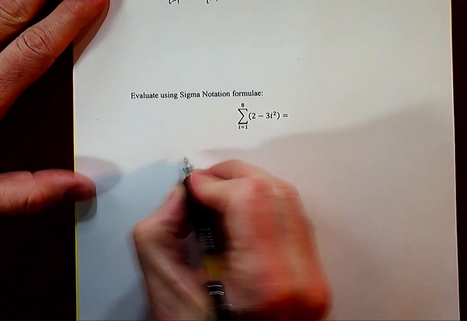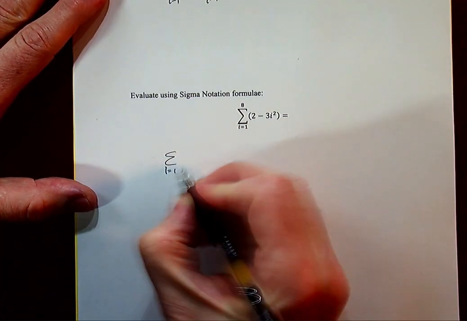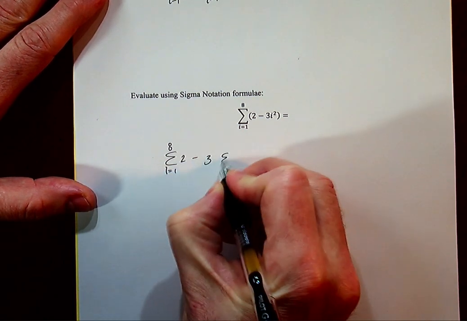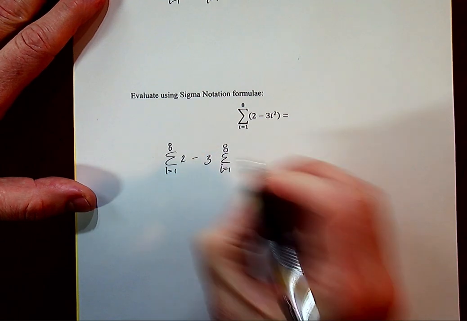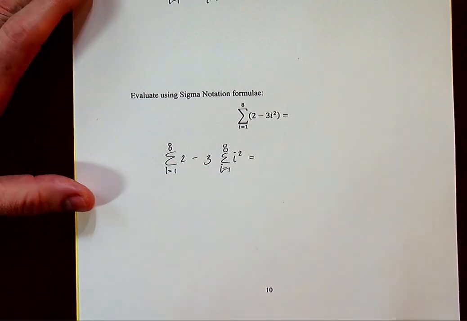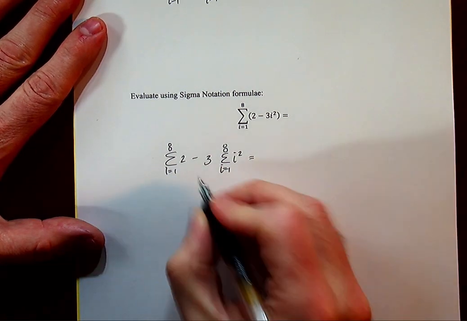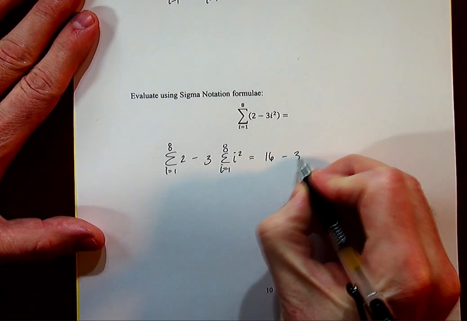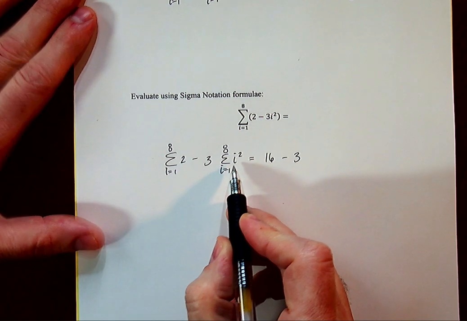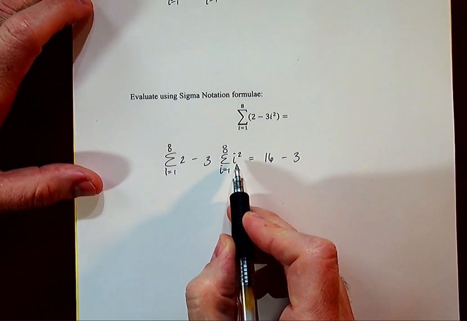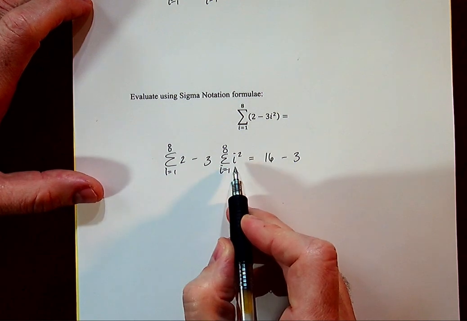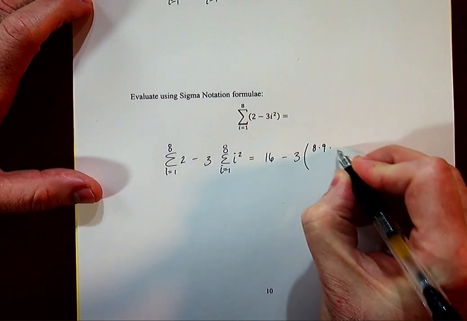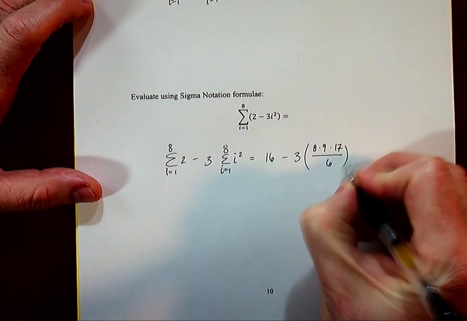Okay, now what happens here is we simply again need to break it apart using the two properties that we had on the previous page. And we recognize the fact that our n value here for our formulas is 8. Now the first one, I don't need a formula. It's 2 added to itself 8 times. That's 16. And then the 3 comes along for the ride, and my i squared formula is n times n plus 1 times 2n plus 1 over 6. So n is 8, n plus 1 is 9, and 2n plus 1 is 17, over 6.